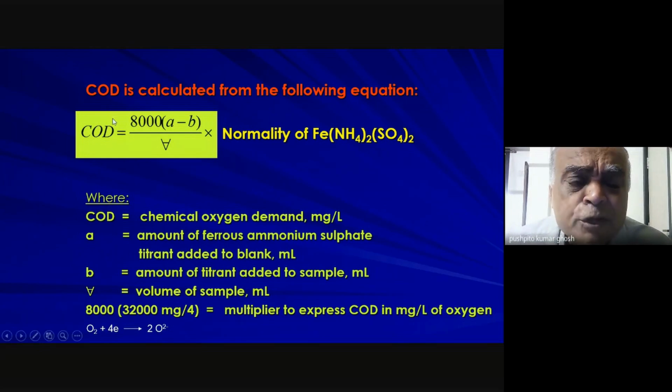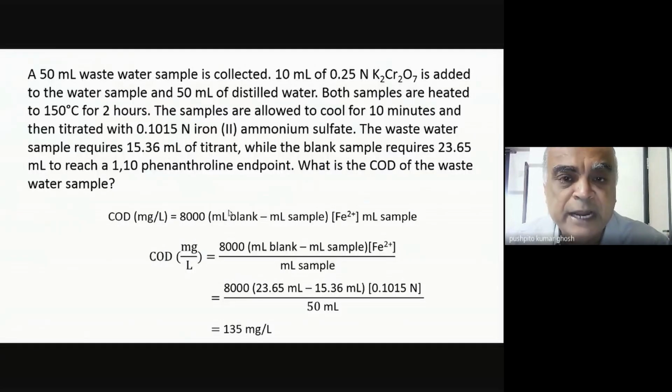And many times you may want to express it in milligrams. Like if you have milligrams per ml of sample or whatever, and then when I express it in milligrams, then of course the gram equivalent is 32, 32 divided by 4, which is 8, but when I express it as milligrams, it will be 8,000. So 8,000 multiplied by A minus B divided by the sample volume. So let me quickly take you through 1 or 2 examples.